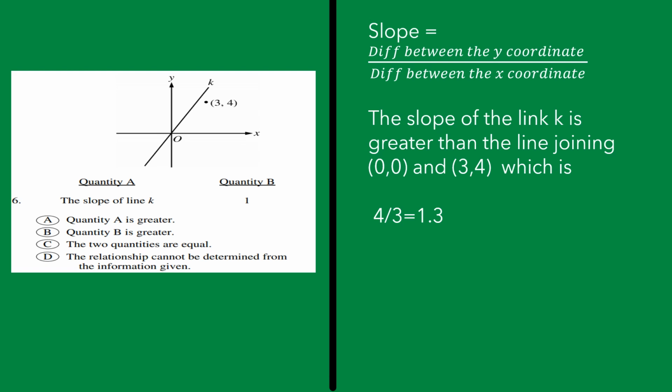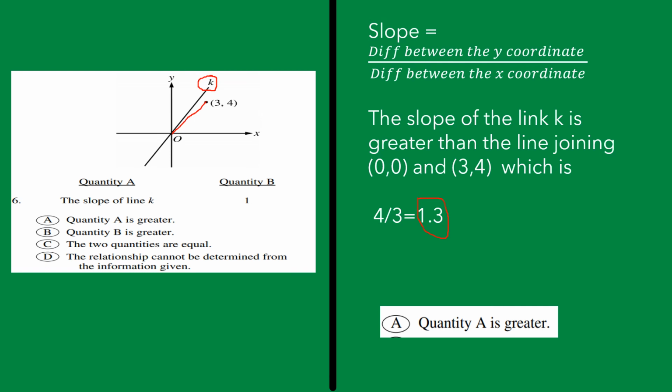So the line connecting 0, 0 and 3, 4 has a slope of 1.33. But the line K will have a slope greater than the line connecting the point 0, 0 and 3, 4. That is, the slope of the line K must be greater than 1. That is, the quantity A is greater.